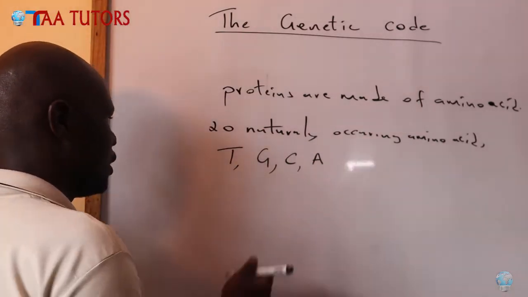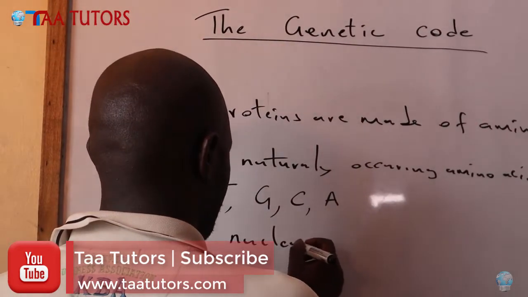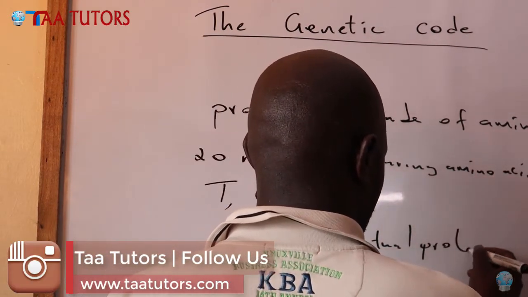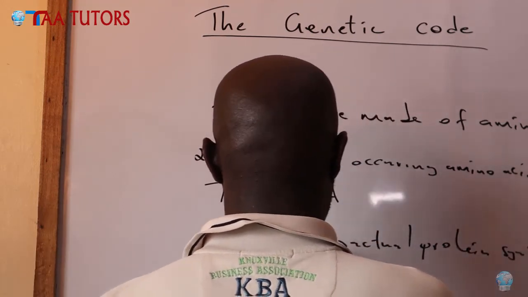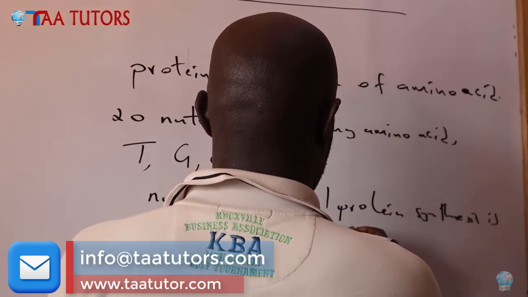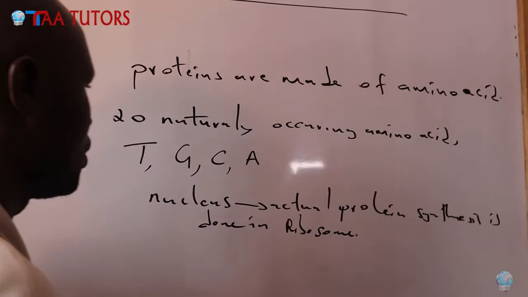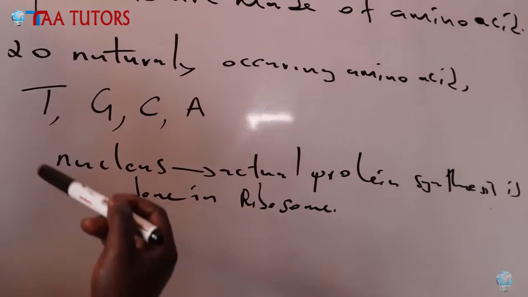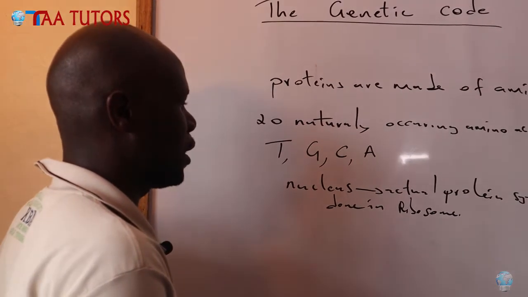That is what happens: the information that leads to protein synthesis is in the nucleus of the cell, but the actual protein synthesis is done in the ribosome. The ribosome is an organelle found outside the nucleus. So there must be a passage of the information. The information will be transferred from the DNA to the ribosome, and specifically this is done by RNA.